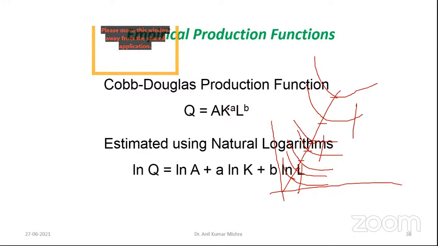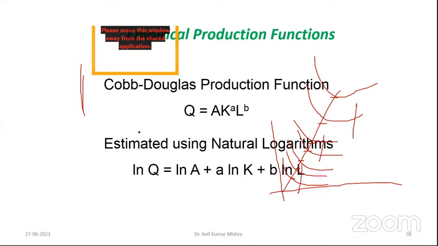If you take the log on both sides, then it becomes log Q equals A log A, and you can apply the formulas. You know the log A into B formula, log A plus log B, and the power function formula, log A to the power B means B log A. In that pattern, we have to elaborate it. This is the example of the second stage of the long run production functions. That is called the Cobb-Douglas production function.